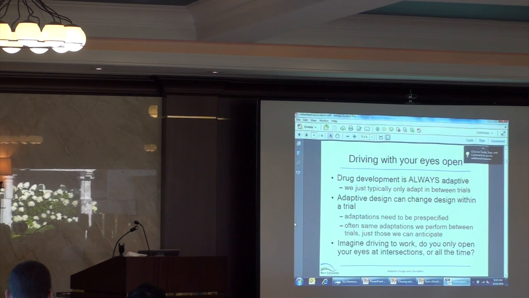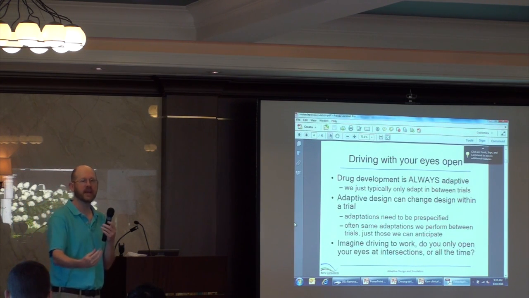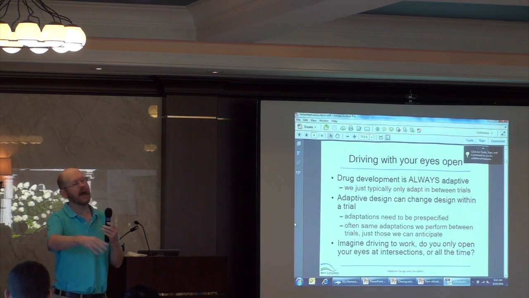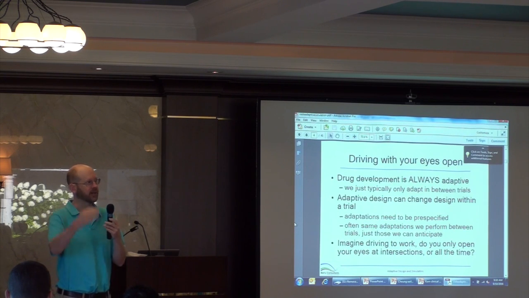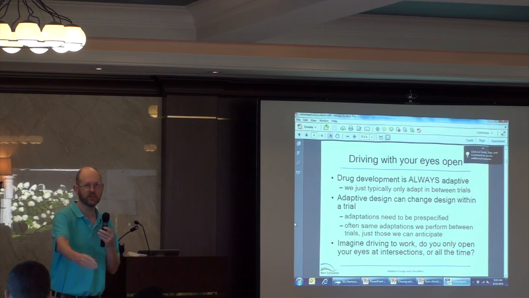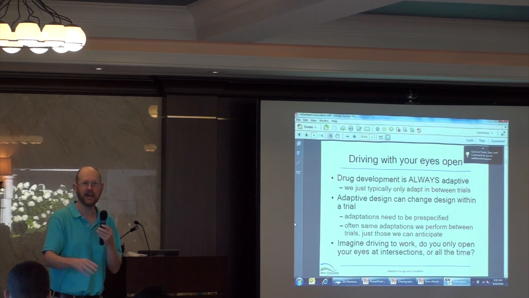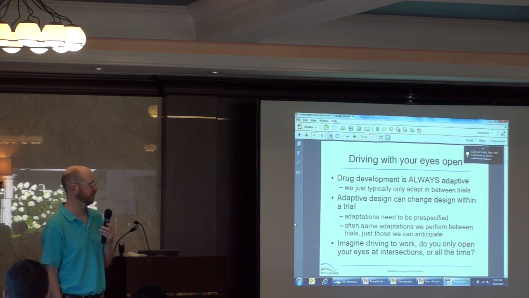But generally speaking, when we do drug development, we only do those in between the trials. We have the notion that we run a phase 1, we essentially close our eyes, collect the data. Okay, now I know the MTD. Now I'm going to close my eyes and run the phase 2. Now I know the actual dose or the actual population. I'm going to open my eyes again. Now I'm going to start phase 3. I'm going to close my eyes, and then at the end, I'm going to figure out if the drug actually came through or not.